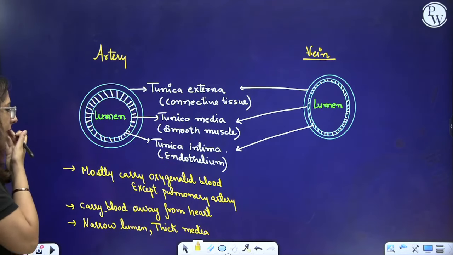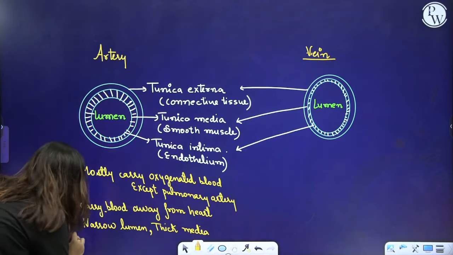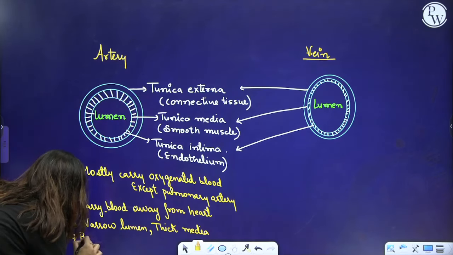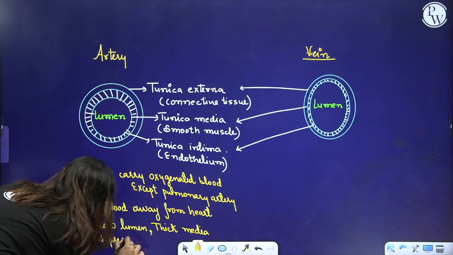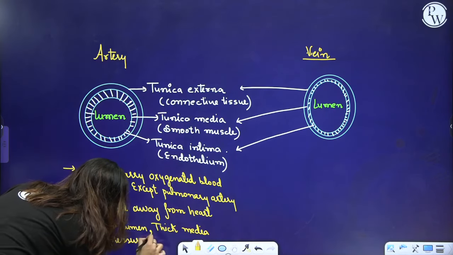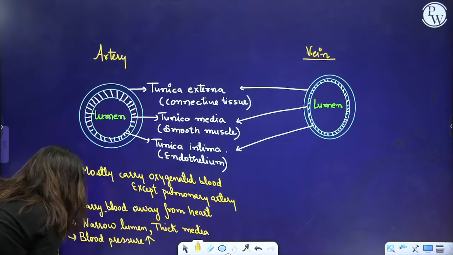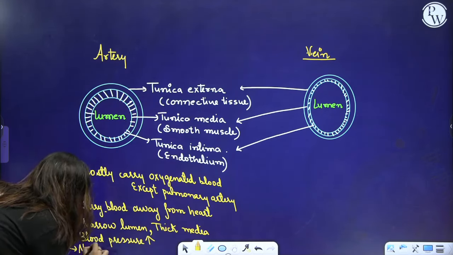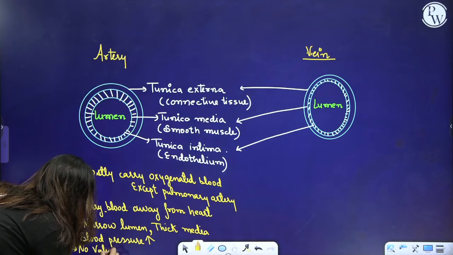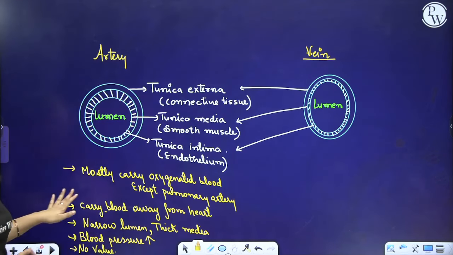Now the artery. In the artery you will find pressure. The blood pressure is high. Blood pressure in this case is always high as compared to vein. Clear? And in this case no valve is present. Valve will not be present over here.